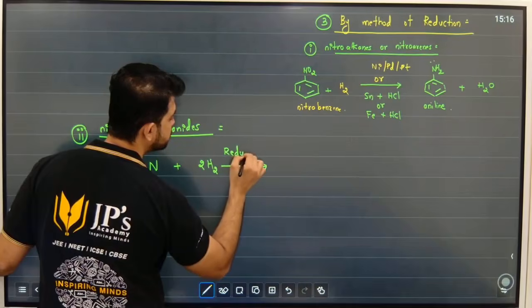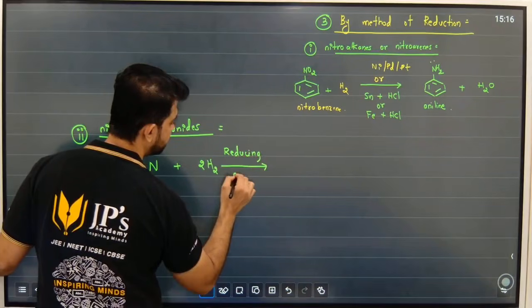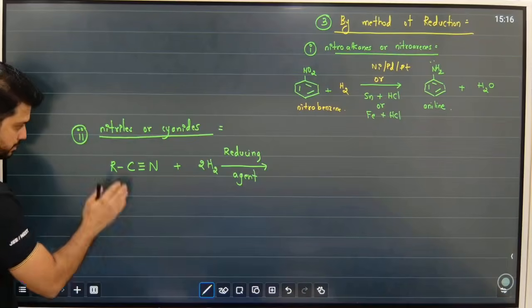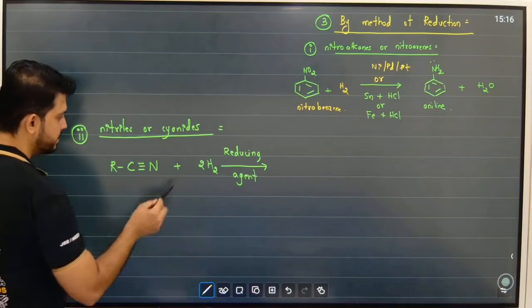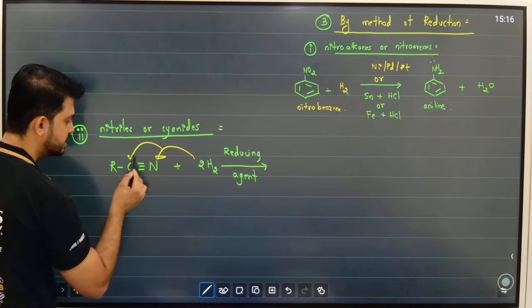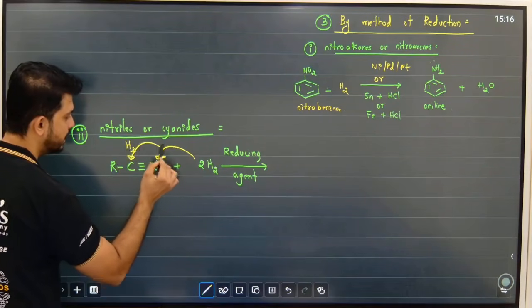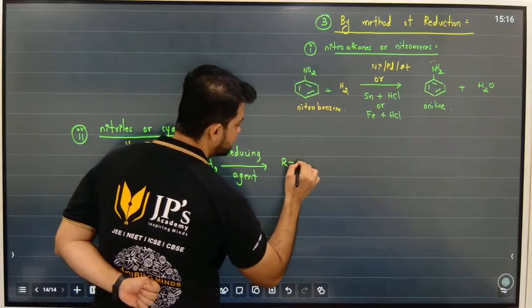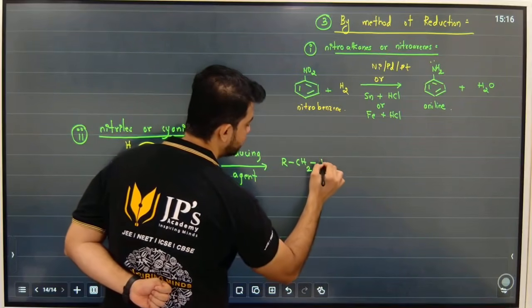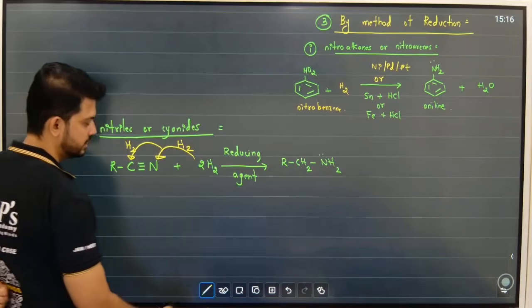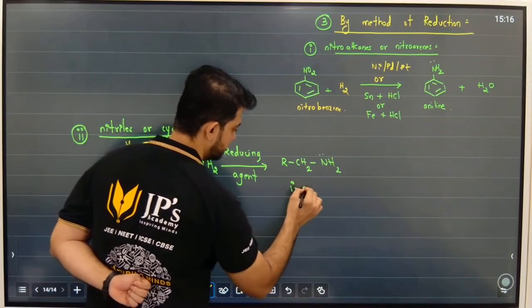I will write the reducing agents together for you, for the next set of reductions. Here 2H2 is written, not the exact mechanism, I'm just simplifying. Put 2H here, put 2H here, we get RCH2NH2. This is called a primary amine.